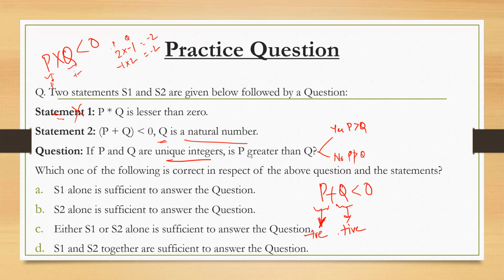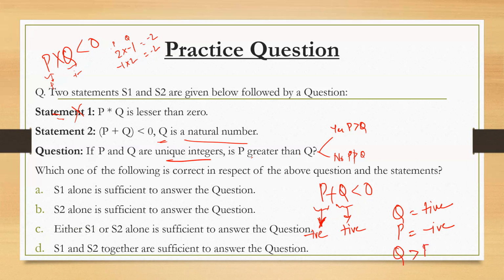Exactly. Right? If both of them were positive, then definitely it will be greater than 0, not less than 0. Okay? So what does it mean? Q is positive and P is what? Negative. So from here, what do we get?